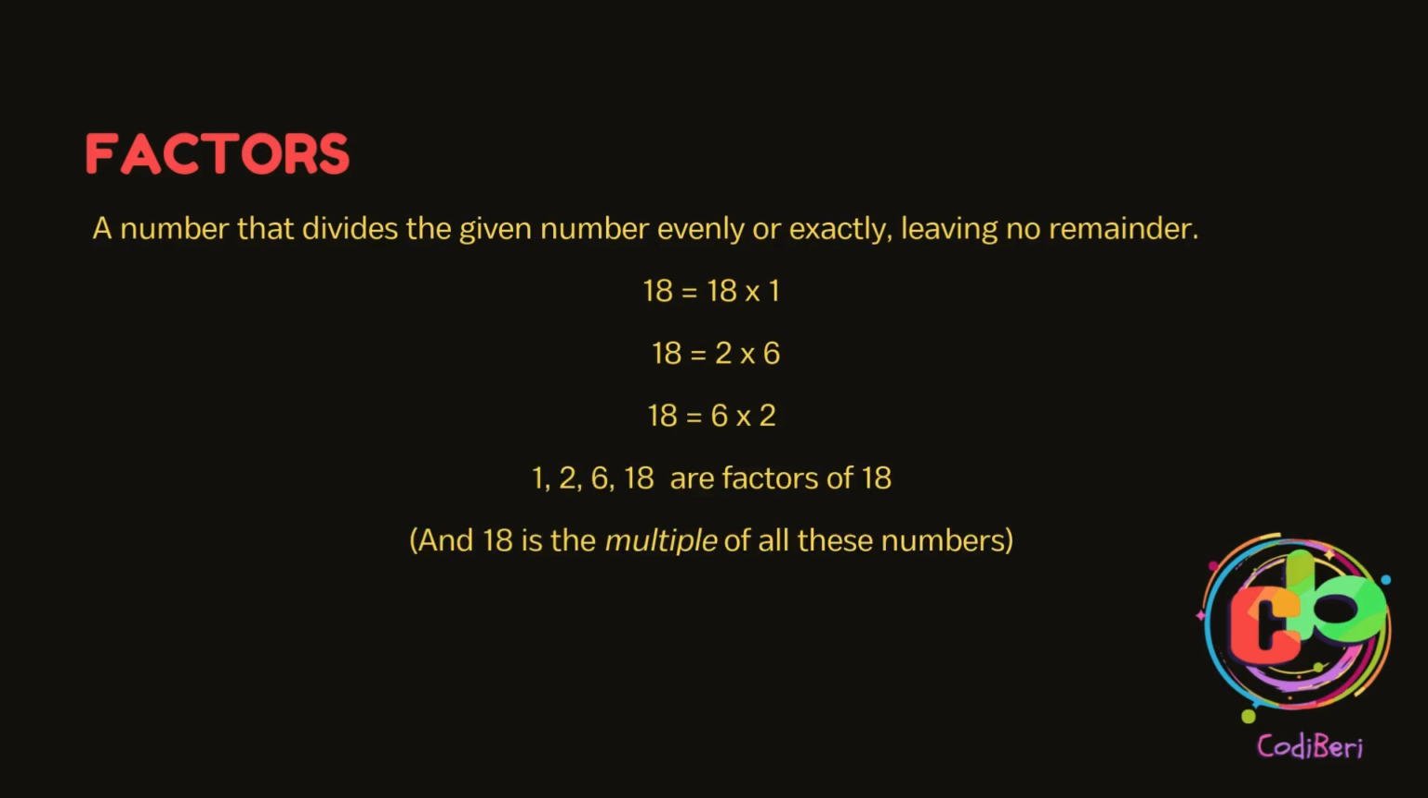So 1, 2, 6 and 18 are the factors of 18, and 18 is a multiple of all these numbers because it goes in their tables.